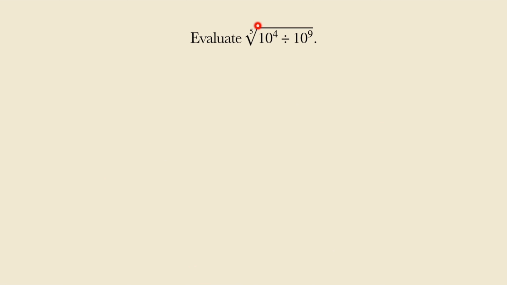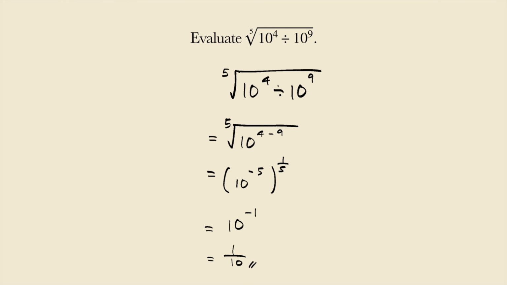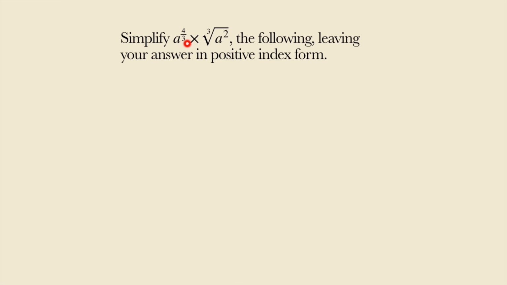Again, this is the radical form with the square root symbol, except this is the fifth root. So let's write it in a different way, shall we? Base 10 with a division. We can subtract the powers. So it's basically 10 to the power negative 5 here. And yes, I have gone from the radical form to the exponential form here. Okay, fifth root, I write it as to the power of 1/5. And why is this useful? Now we can simply multiply the indices. So it's a negative 1. So leave our answer in positive index. It's 1 over 10.